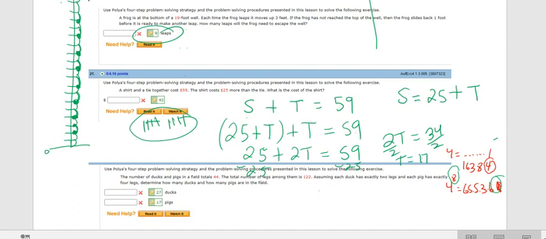So your shirt, you can either put the 17 in for t here or for t here. So the shirt we know is 25 plus the 17. So 25 plus 17 is going to be $42 for the shirt.